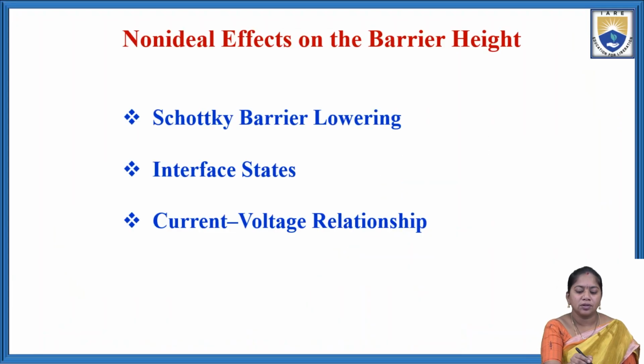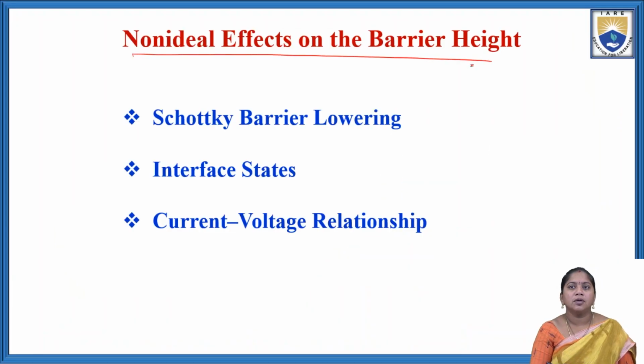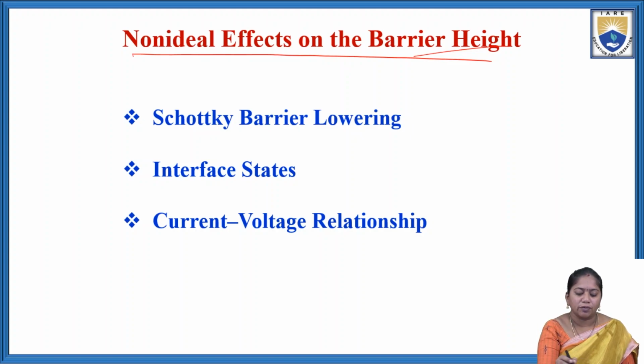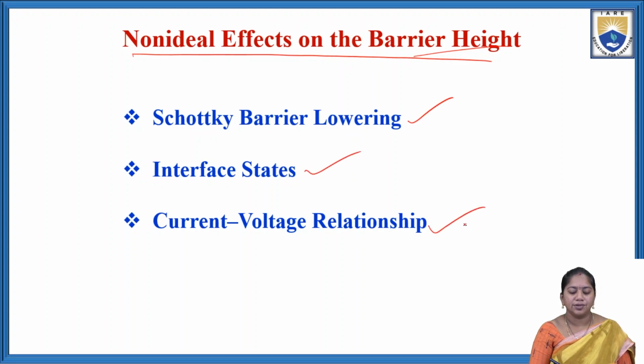Today's topic is non-ideal effects on the barrier height. In the previous topic, we discussed the Schottky barrier diode. So today we will discuss the non-ideal effects on the Schottky barrier height. The topics to be covered in this session are Schottky barrier lowering, interface states, and the current-voltage relationship.